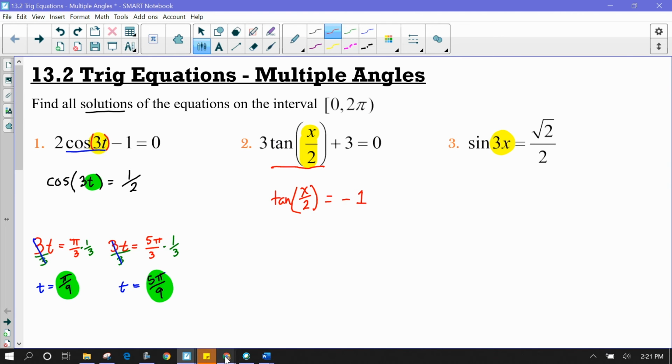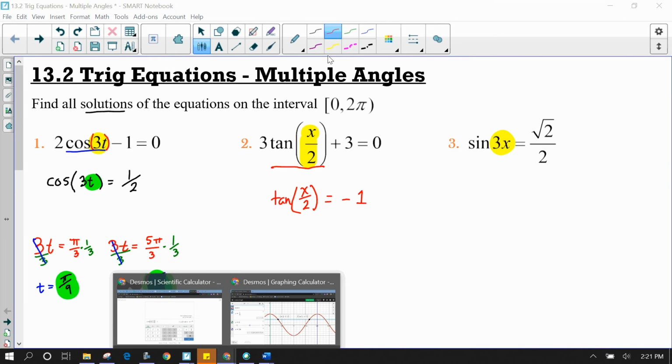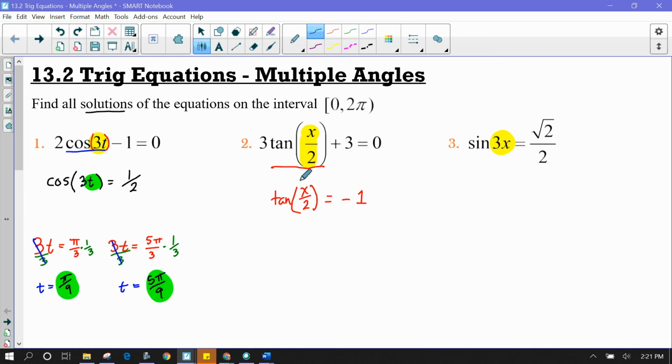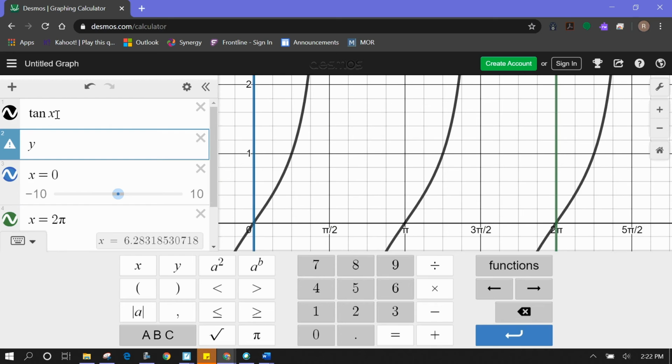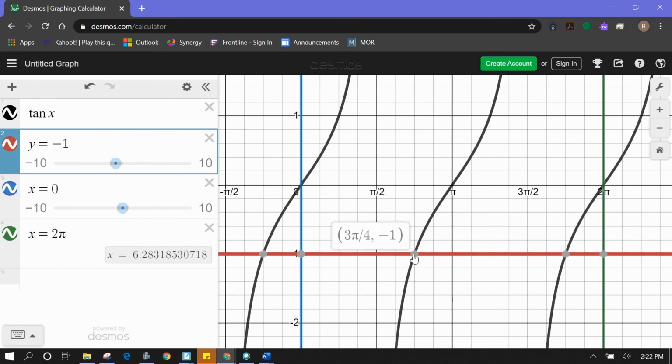Alright, going back to the unit circle, I'm once again just going to figure out what input is going to give me an output of -1. Okay, so I want my output now to be -1, and it looks like in between 0 and 2 pi, I'm getting the solutions 3 pi over 4 and 7 pi over 4.